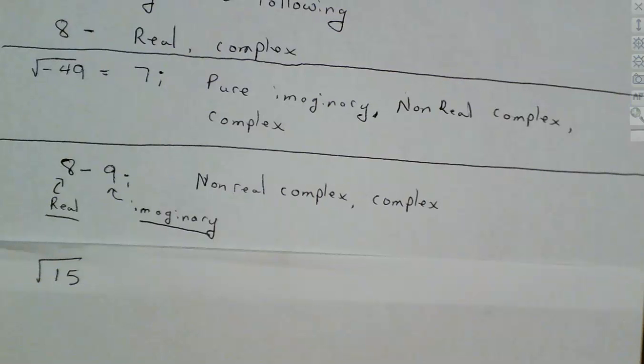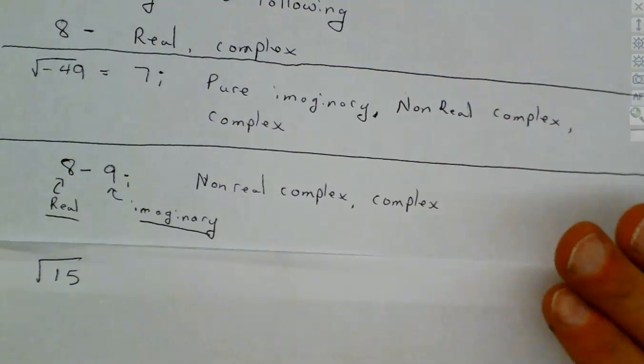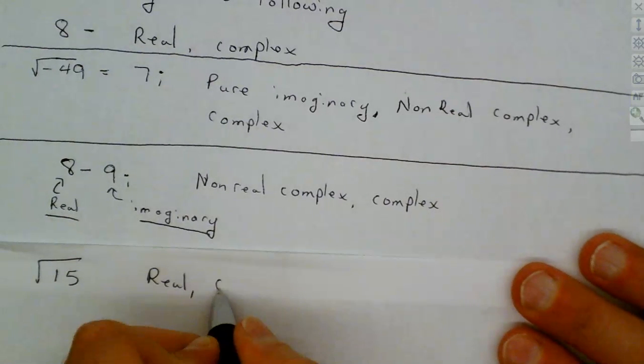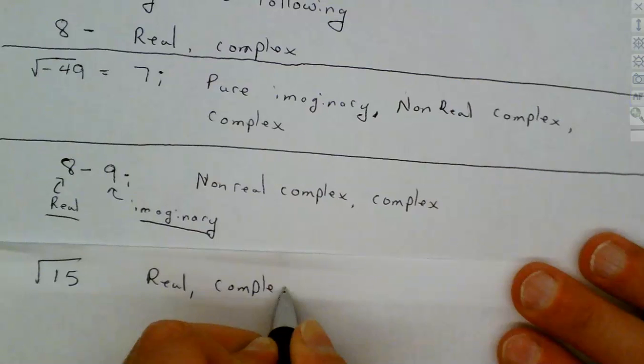Now, is this a real number or a non-real number? Are we going to bring out any i's at all? No. So this would be real. Okay? If it's real, what else is it? Real and complex. So this one would be both real and it would be complex.